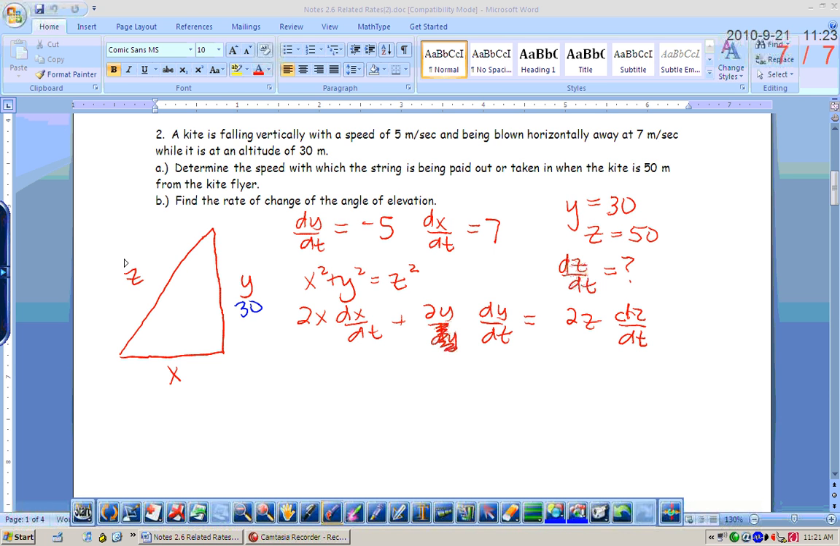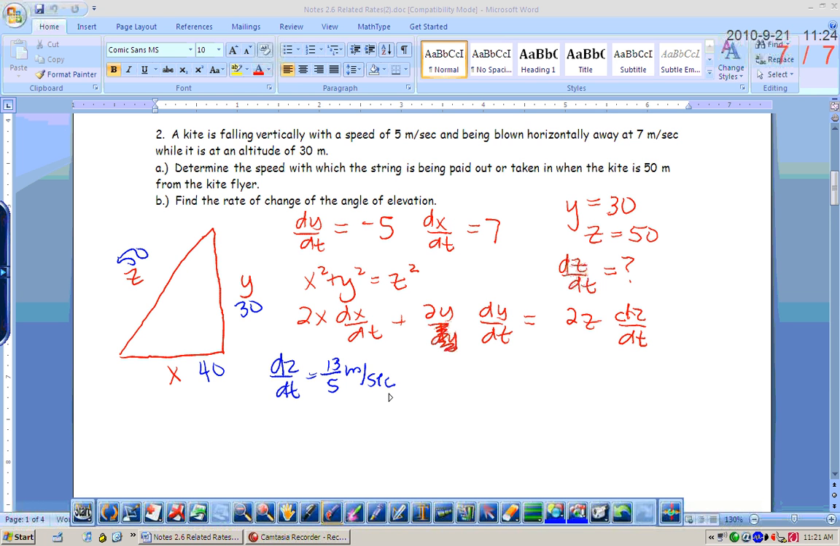This is kind of the same situation. So what's the value of x at this instant that we're trying to find the speed? 40, using the Pythagorean theorem. All right, so I know x, y, and z. I know dy dt, and I know dx dt. So I can plug in and find dz dt, right? To save time, I want to jump ahead and tell you that that value is 13 over 5, and it would be meters per second.